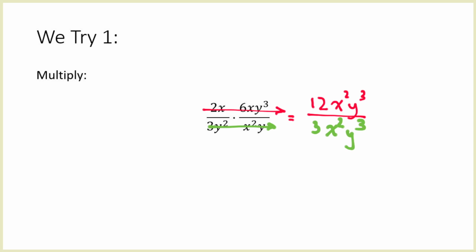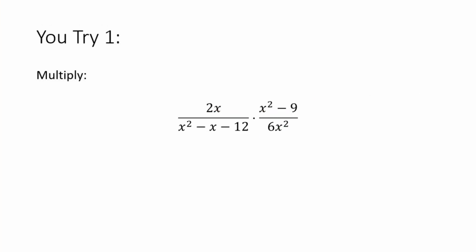Now I can do some canceling. I've got an x squared on the top and the bottom. I've got a y to the third on the top and the bottom. And 3 goes into 3 one time. 3 goes into 12 4 times. And I'll be left with just 4. Hey, that's kind of nice. Go ahead and pause the video and try this one on your own. Now that you've tried it on your own, let's do it together.